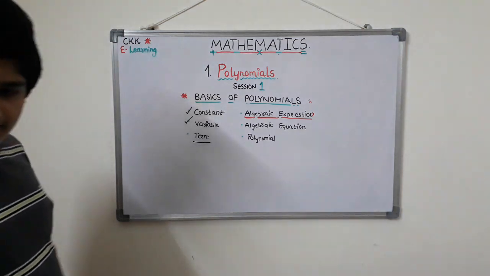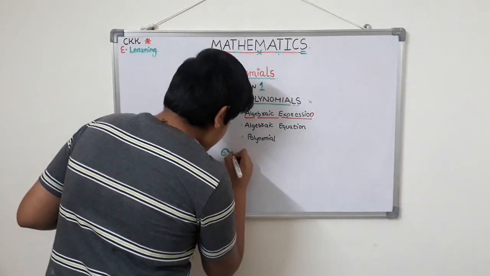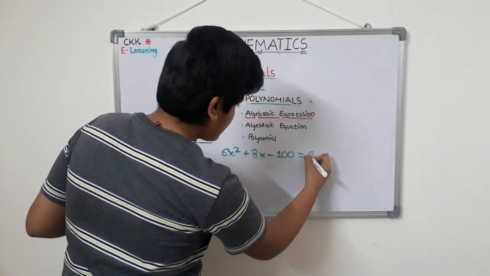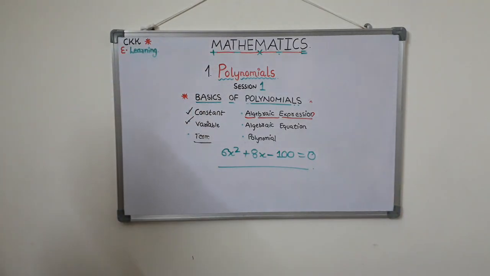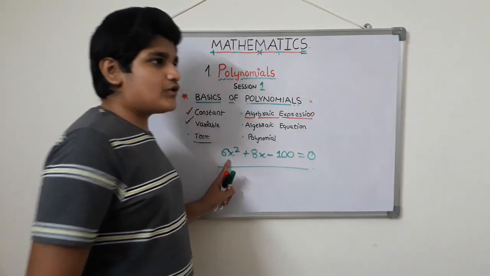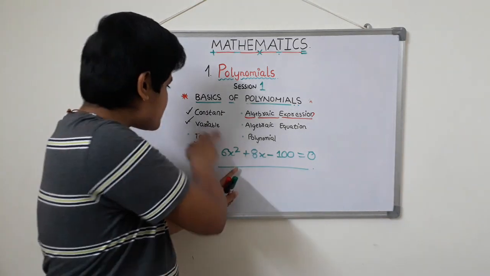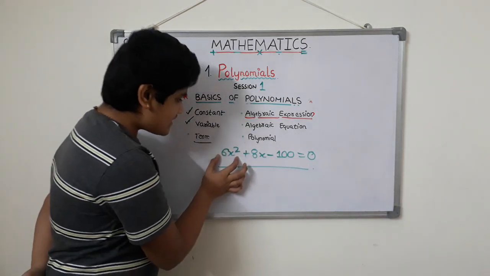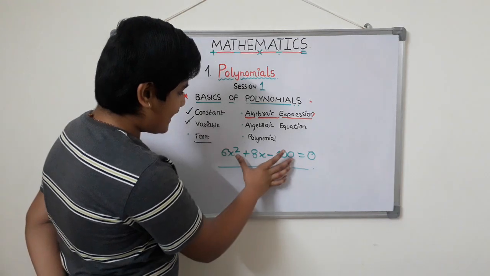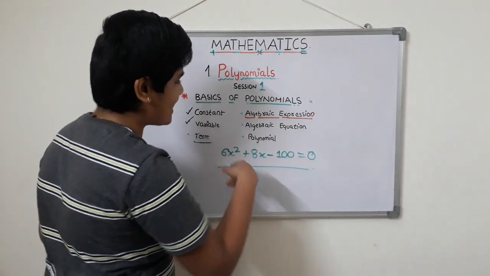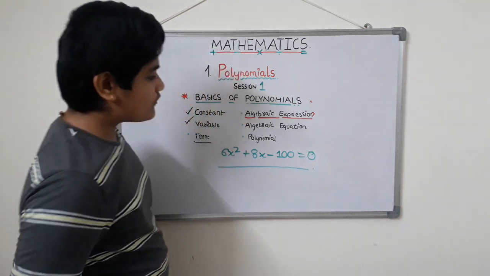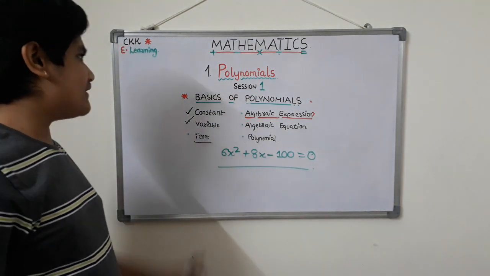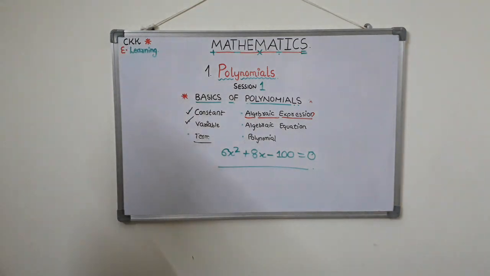Now look very carefully. I will give you one example: 6x square plus 8x minus 100 is equals to 0. x square means x into x, the product of two variables, which is also considered a term. Yes or no? So 6x square is a term. Here two terms are added and again a term is subtracted. This total is known as an algebraic expression, and here you can find the equals to symbol, so it is an algebraic equation. Exponents and powers are also included in polynomials, which is the most important.